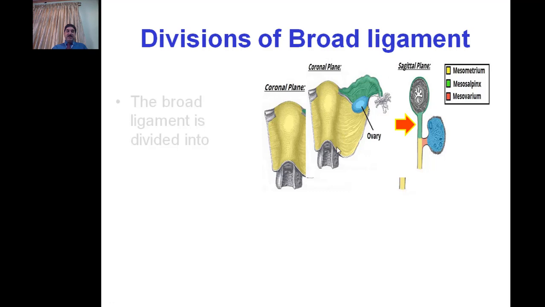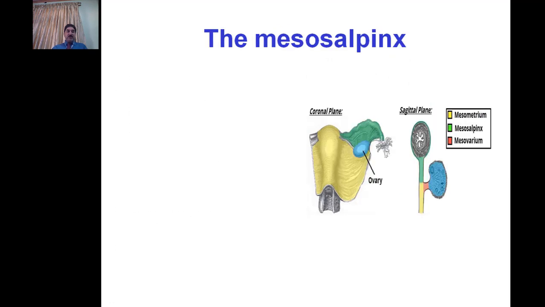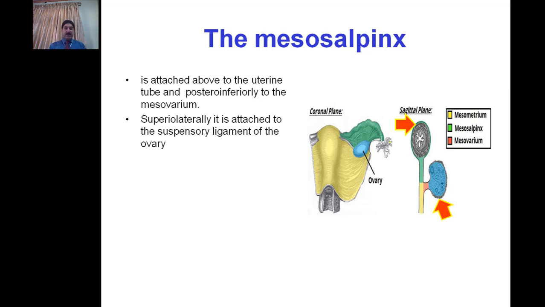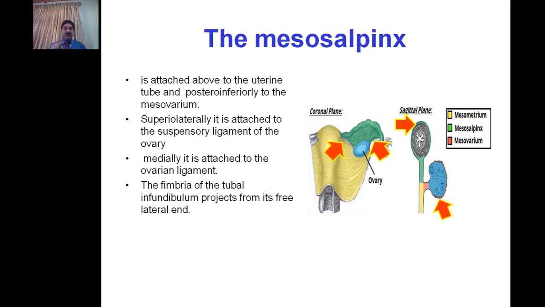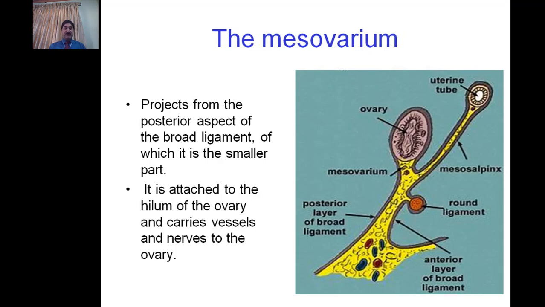Mesosalpinx is attached anteriorly to the uterine tube and posterior-inferiorly to the mesoovarium. Superior-laterally, it is attached to the suspensory ligament of ovary. Medially, it is attached to the ovarian ligament. The fimbriae of the tubal infundibulum project from its free lateral end. Between the ovary and the uterine tube, the mesosalpinx contains vascular anastomosis between uterine and ovarian vessels, the epoophoron and the paroophoron. The mesoovarium projects from the posterior aspect of the broad ligament, of which it is the smaller part.